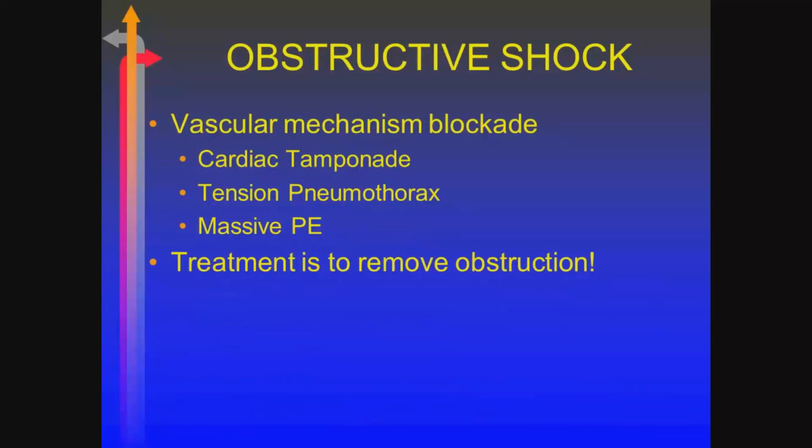Lastly, obstructive. I told you some of the mechanisms there, and the treatment is very obvious. Remove the obstruction. If they have a cardiac tamponade, do a pericardiocentesis and drain the pericardial sac. If they have a tension pneumothorax, do a needle decompression and chest tube. If you have a massive PE, you'll find out on autopsy that it was a massive PE. So there's not a whole lot you can do.